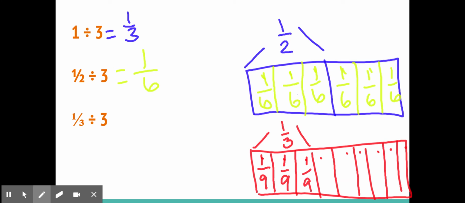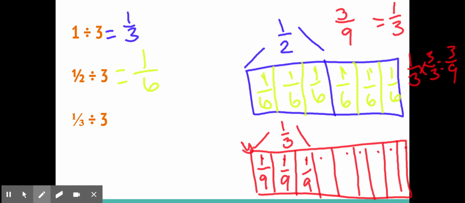And that makes sense because I know that 3/9 is the same as 1/3 because of my identity property. Remember, 1/3 times 3/3 would give me that 3/9. So 1/3 divided by 3 would be how much in each piece? 1/9. So again, we have this pattern. 2 times 3 gives me that denominator of 6. 3 times 3 gives me that denominator of 9.